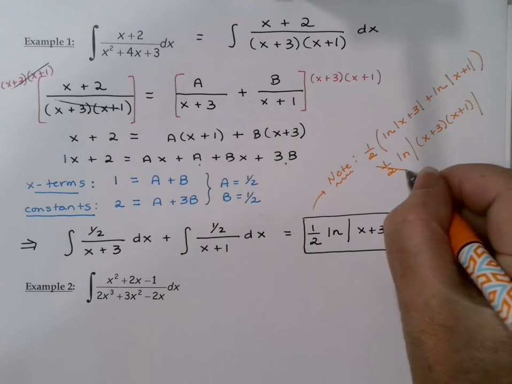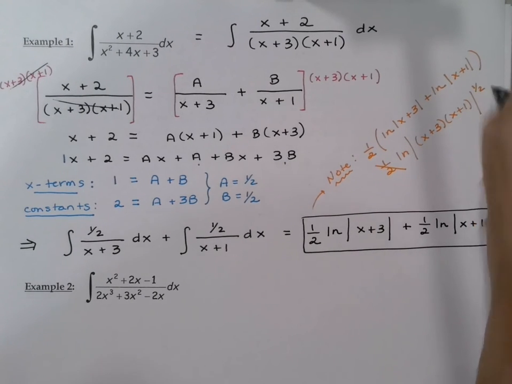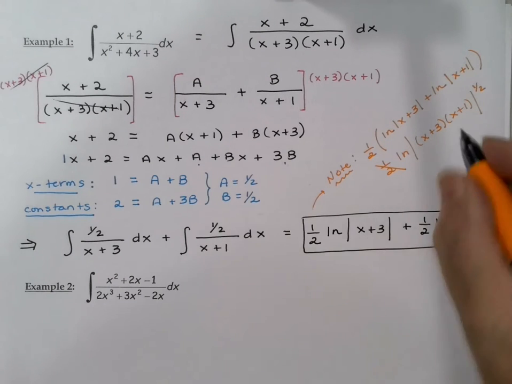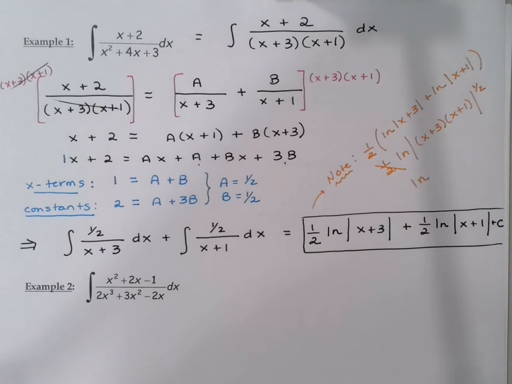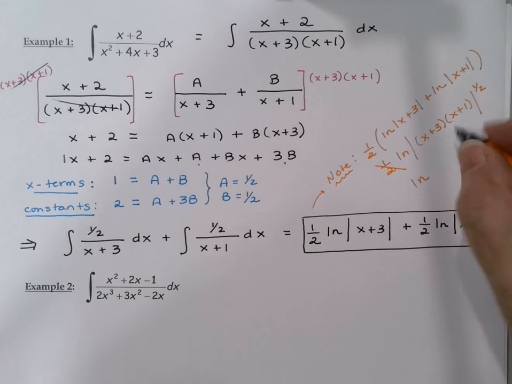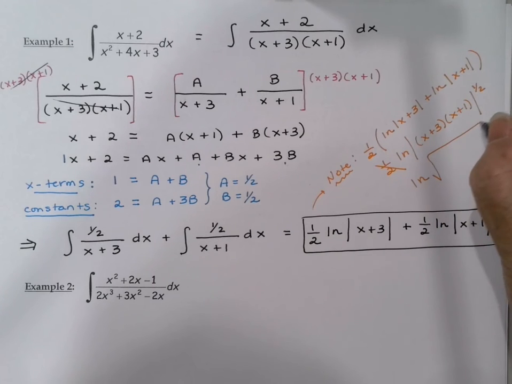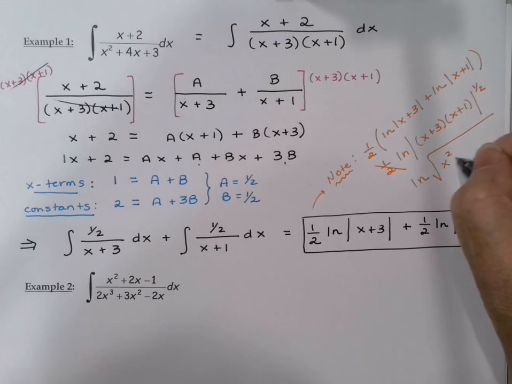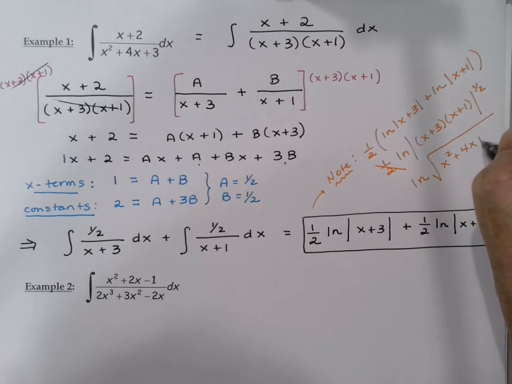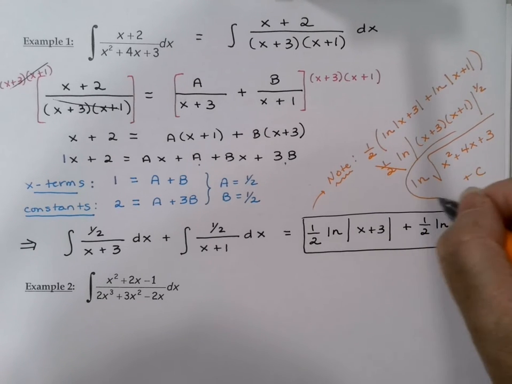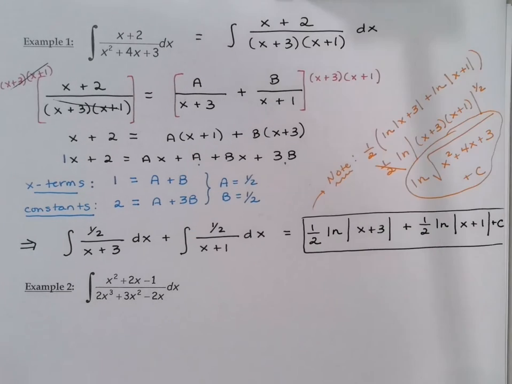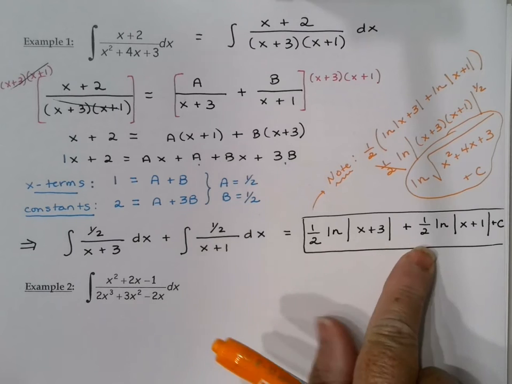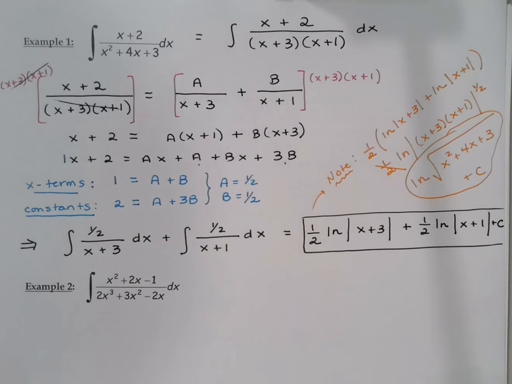And then I could even take that 1/2 and bring it up in the exponent using the power property. So sometimes what you might see is this written as the natural log of, the 1/2 power is actually the square root. And if I multiplied this out, that would be x squared plus 4x plus 3. And then I got my plus c. Now again, there's nothing wrong with this answer, although there is a certain elegance in that one.